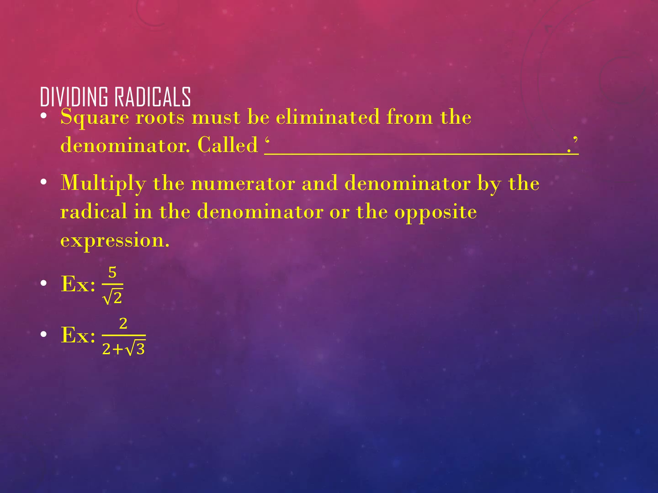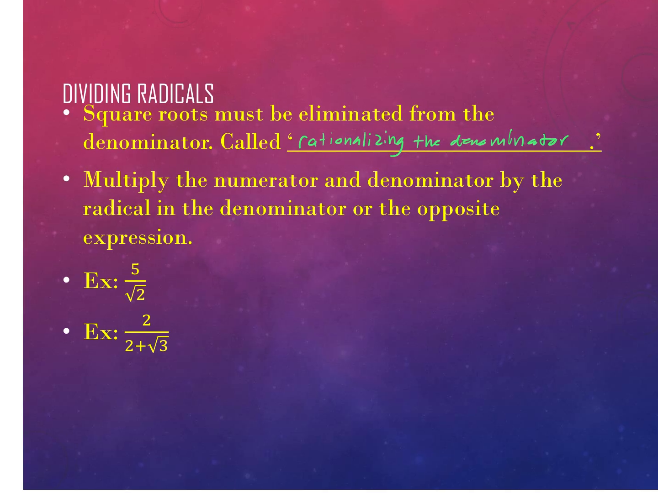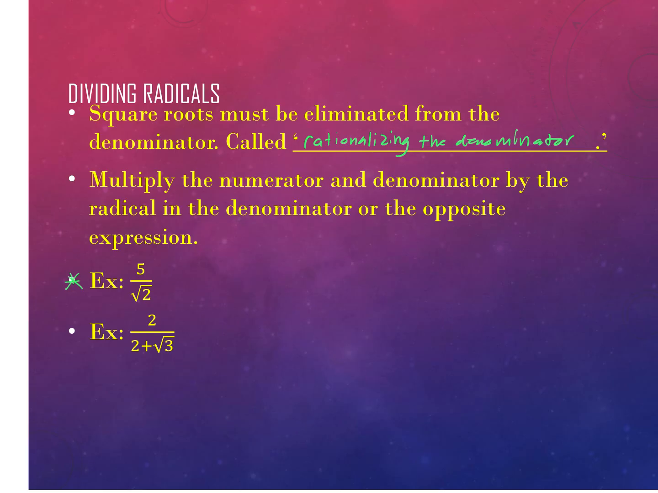All right, now with dividing radicals, I mentioned it in the previous slide, we never want to have a square root in the denominator. That's not considered simplified. So to simplify it, we do a process called rationalizing the denominator. Typically, if it was just a number like this example right here, 5 over the square root of 2, you would just multiply the top and the bottom by the square root of 2. And so I get 5 square root of 2 over 2.